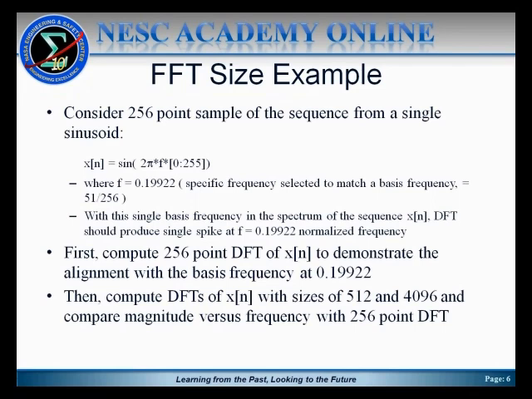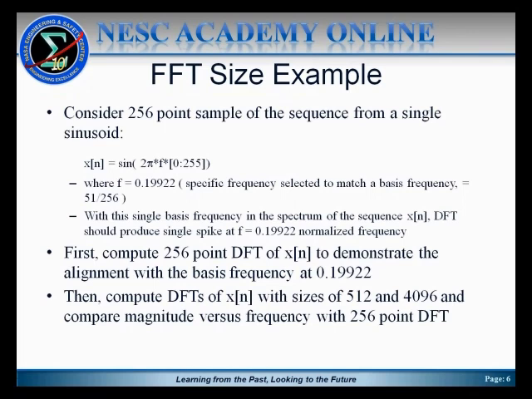So with this single basis frequency in the spectrum of the sequence x of n, the DFT should produce a single spike at a normalized frequency of 0.19922. And so first, in this example, we'll compute a 256-point DFT and demonstrate the alignment of the basis frequencies at that normalized frequency, which means that 256-point DFT will have one non-zero output, and that frequency of the non-zero point will occur at 0.19922. All other points in the 256-point DFT will have a value of 0.